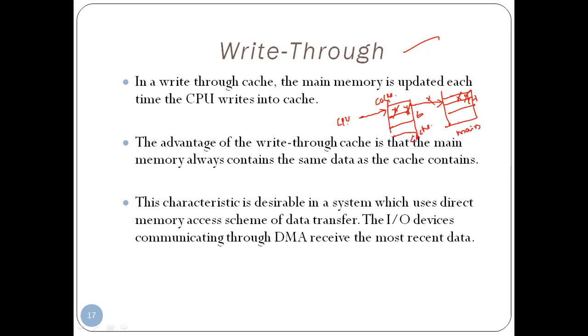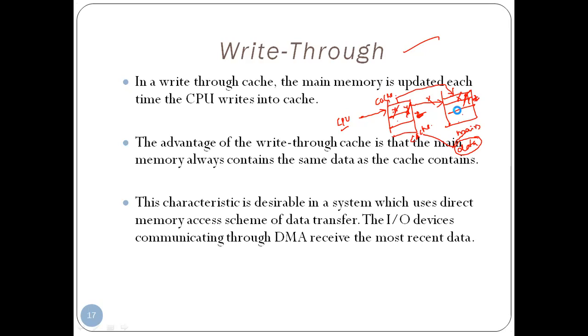Why? Because if the CPU has written X over here, automatically at that time only we are representing it in main memory. If it is modified to Y, we are modifying it into Y. If it is modified to Z, we are modifying it into Z. So whenever the CPU updates the cache, we update the main memory at the same time. So the advantage is that the data in the cache and the main memory remains the same at any time. That is the major advantage of write through.